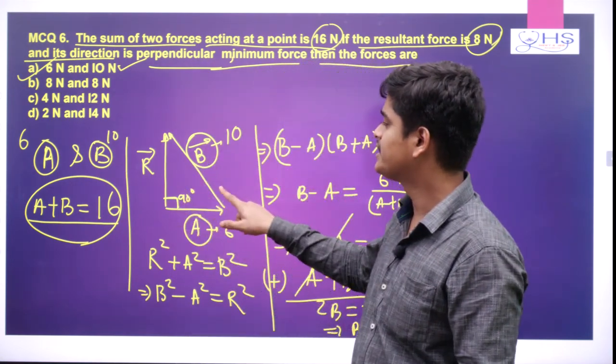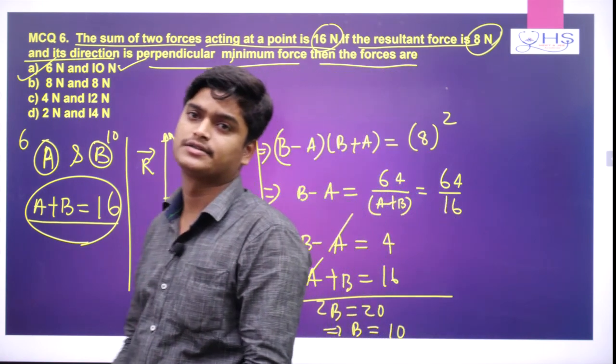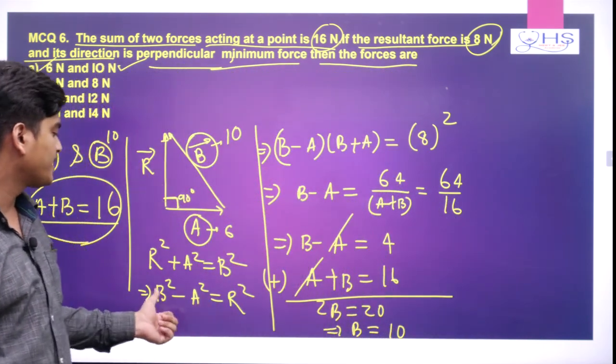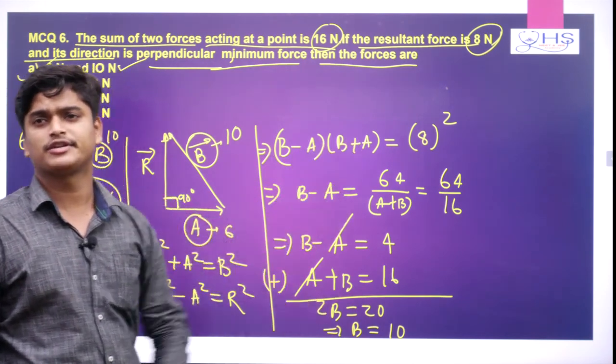After solving this MCQ, this is under the addition of vectors. But here the difficulty was B square minus A square. So we just converted that to B minus A into B plus A. Then after that we solved it.